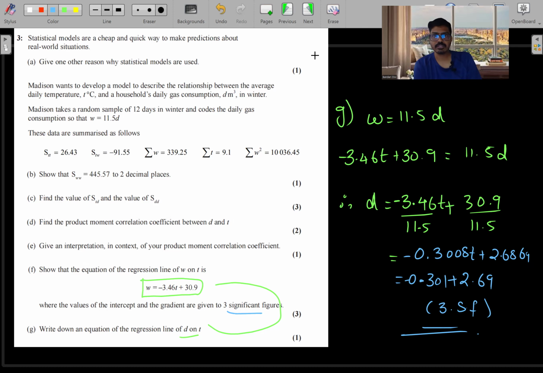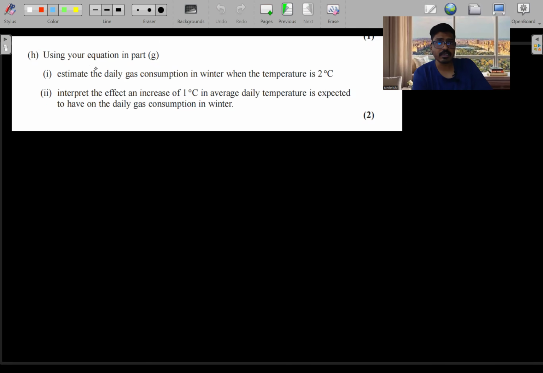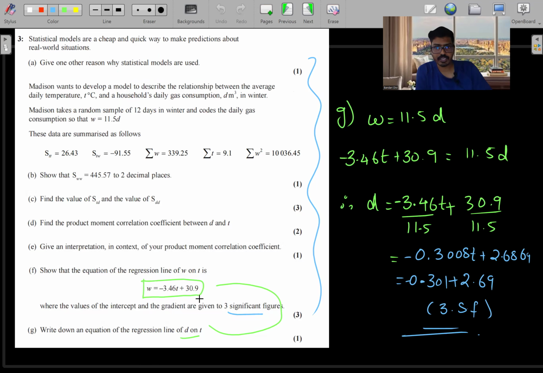Once you get into the question, the question automatically will make you understand everything. Next part. Using your equation in part G, we have to estimate the daily gas consumption in the winter when the temperature is 2 degrees Celsius. So in the previous section, we can take out the value of G. What is the equation for G? Here there is a T.